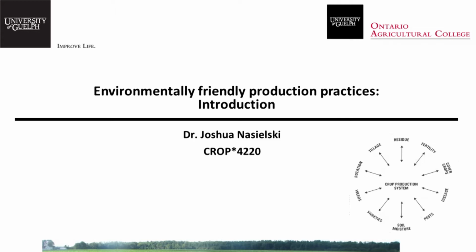Let's begin this lecture series on environmentally friendly production practices by defining what an environmentally friendly production practice is. It's any management decision, G, E, or M, that's done not with the view of increasing yields or increasing revenue or profit, but with the goal of resolving or minimizing environmental problems associated with agricultural production or cropping systems. Now, what these environmental problems are, we're going to get to, but essentially any management decision that's done for those reasons and not to increase yield or revenue is environmentally friendly.